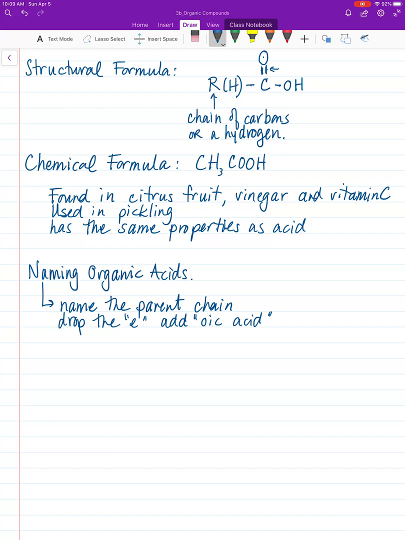Now, there's no location numbers on these because the carboxyl group has to be on a terminal carbon. It cannot occur in the middle of the chain of carbons. Okay, so there's no need for giving a location number. Okay, so here we go. Let's try this first one.